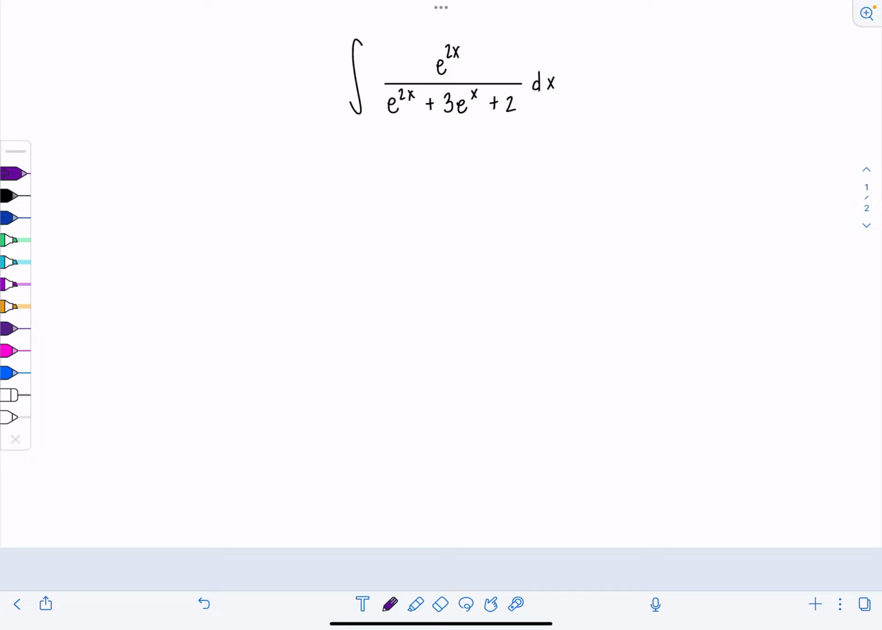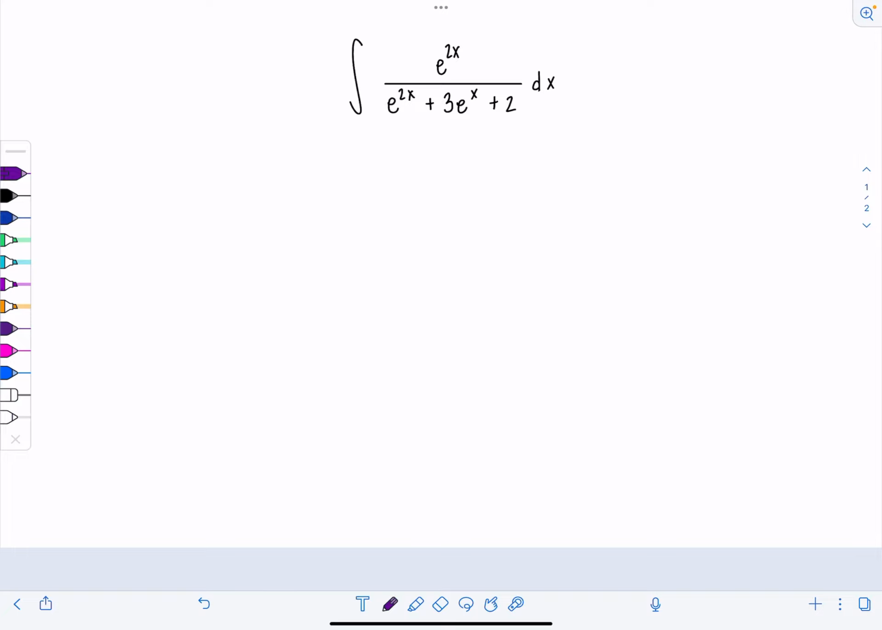We have an indefinite integral of e to the 2x over e to the 2x plus 3e to the x plus 2 dx. So if you want to try it on your own, I'll give you a little baby hint, just a baby hint. It's from the section on partial fraction decomposition, but don't jump to that just yet. Okay. That's all I'll say.